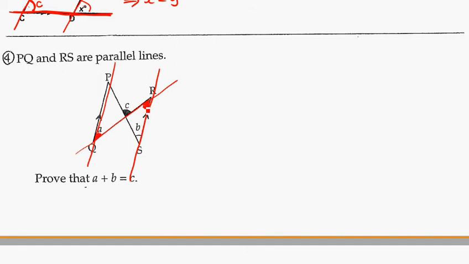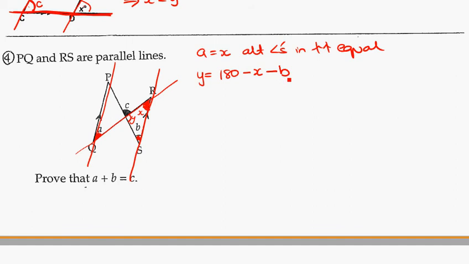Now we need to call this one here something, ABC. How about we use an x? So I can write that a equals x, and the reason is alternate angles and parallel lines are equal. We've got angle b there. Now that would mean that this angle in here, once again I need to call it something, so I'm going to call it y. y would equal 180 minus x minus b, angles in a triangle sum 180.